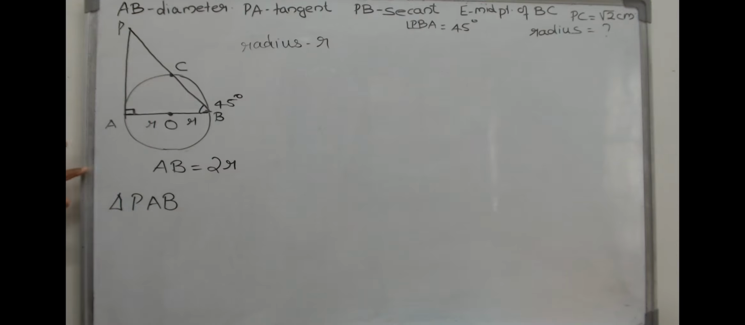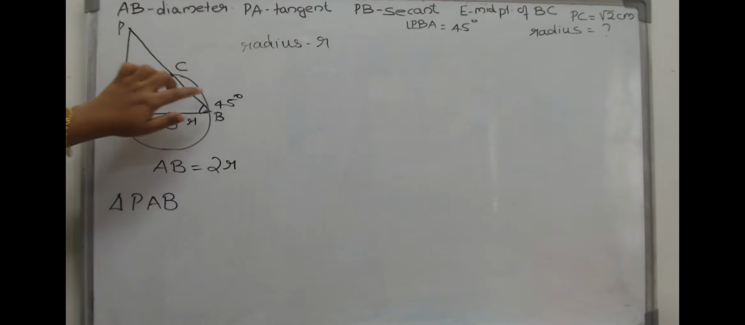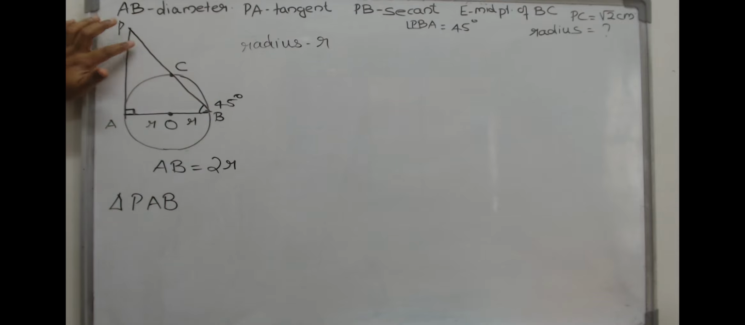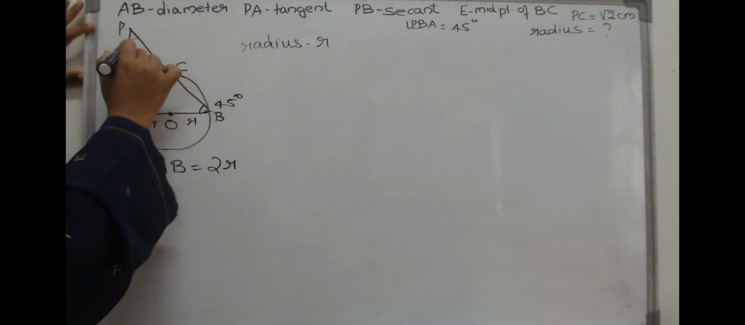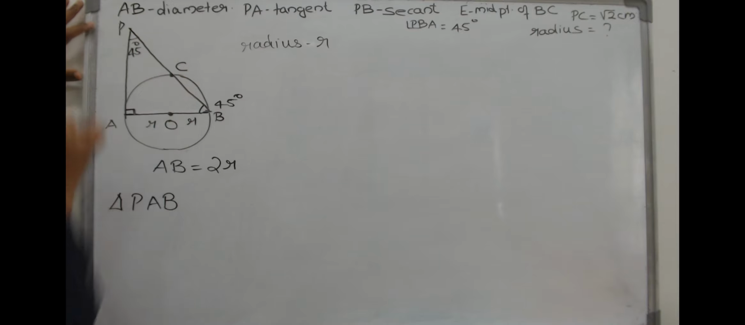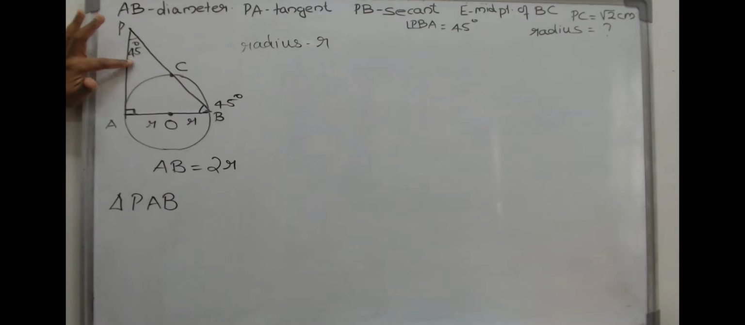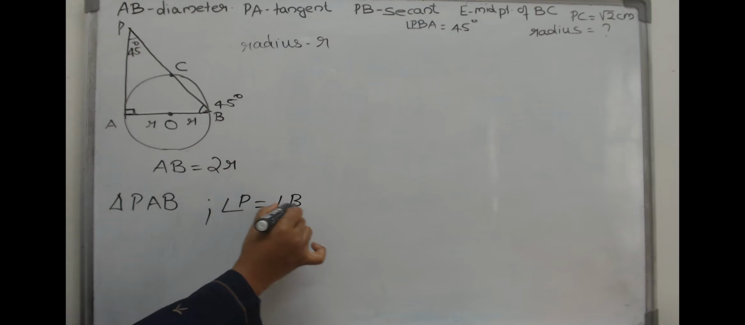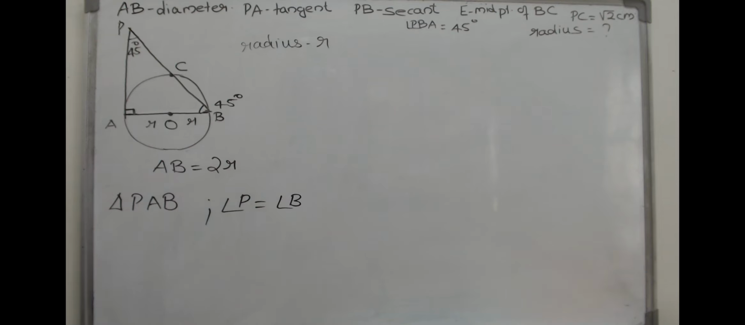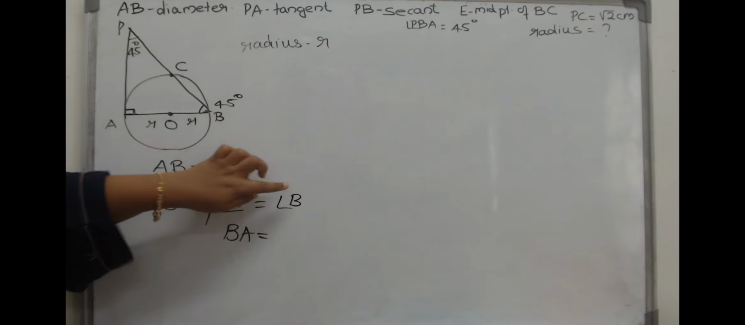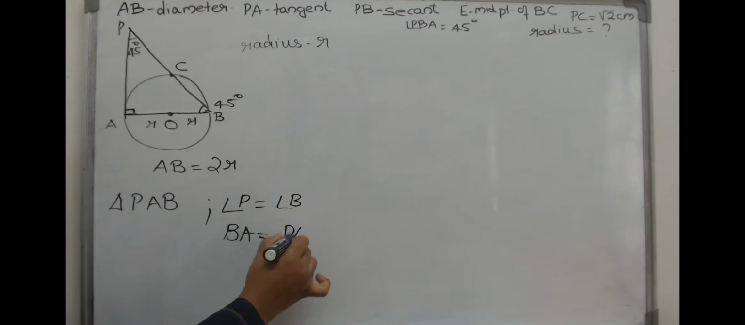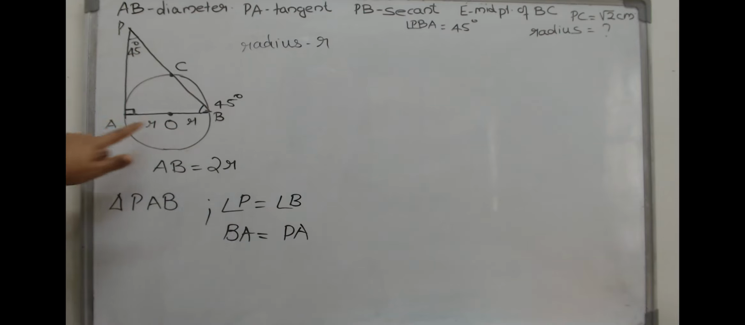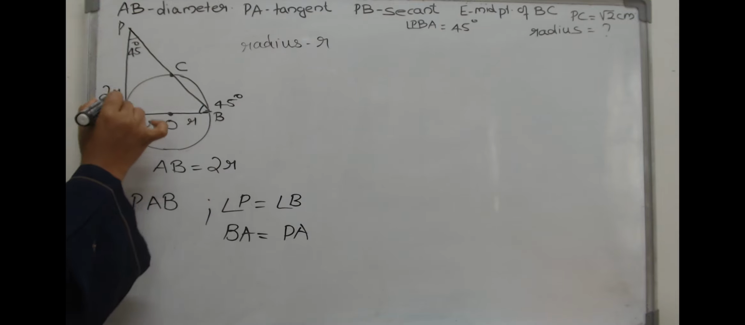And what sort of a triangle is this PAB? It is a right triangle. You have 90 degrees here, you have 45 degrees here. Then what is the third angle? The sum of angles of a triangle is 180 degrees. That means here also you have 45 degrees. Now in a triangle, two equal angles means what? Two equal sides. The side opposite to P, which is BA, and the side opposite to B, which is PA, will also be equal. But AB is 2r, which means PA is also 2r.